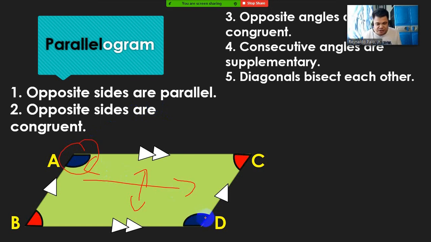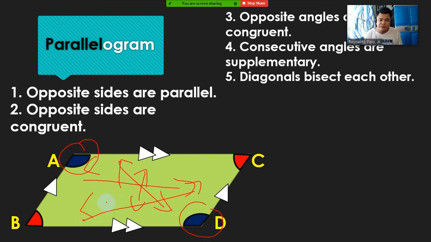Just like what you are seeing here, opposite angles are congruent. Angle A is the opposite of angle D. So we can say that, according to the property, before it becomes a parallelogram, we have to take note that opposite angles are congruent. So we can say that angle A is congruent to angle D and angle B is congruent to angle C. You have to take note of that.